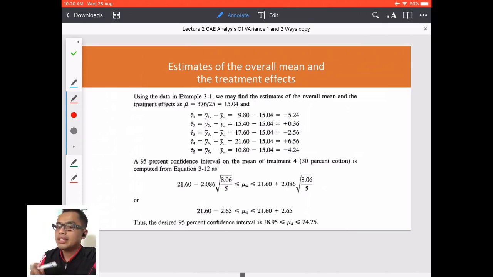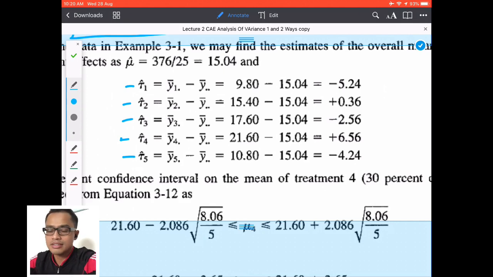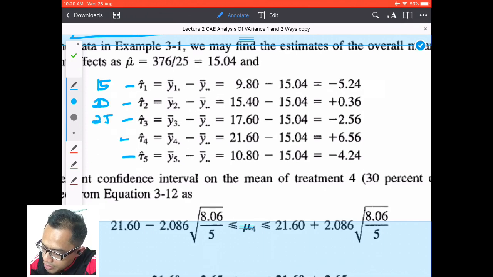Okay, now, in this case, H1 is accepted. Take a look at this slide. We call this the estimates of the overall mean and the treatment effects. What you need to do is, here you can see, I'm going to increase this slide. We name these treatments tau, for the treatments or the levels. This is for 15, 20, 25, 30, 35%.